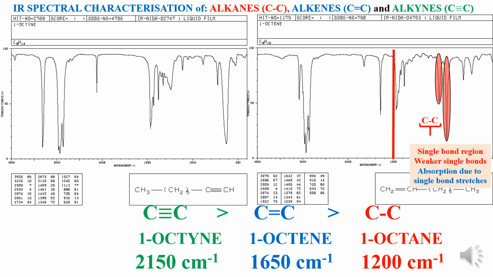Now these values vary depending on the structure of the molecule. Now in case of 1-octane, I mentioned the value as 1200 centimeter inverse. This is only an average value that I mentioned here, but the values may vary depending on the structure of the molecule, and also how far the neighboring functional groups are influencing the strength of this carbon-carbon single bond.